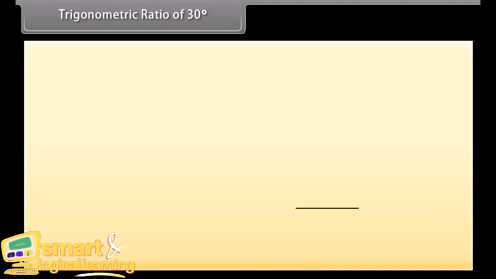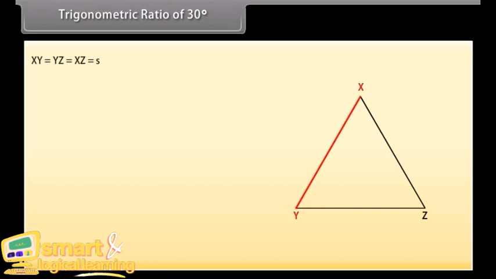Trigonometric ratio of 30 degree. Consider the equilateral triangle XYZ. XY is equal to YZ, which is equal to XZ, which equals s. Angle X is equal to angle Y, which equals angle Z. Let us now draw a perpendicular from vertex X to intersect side YZ at T.